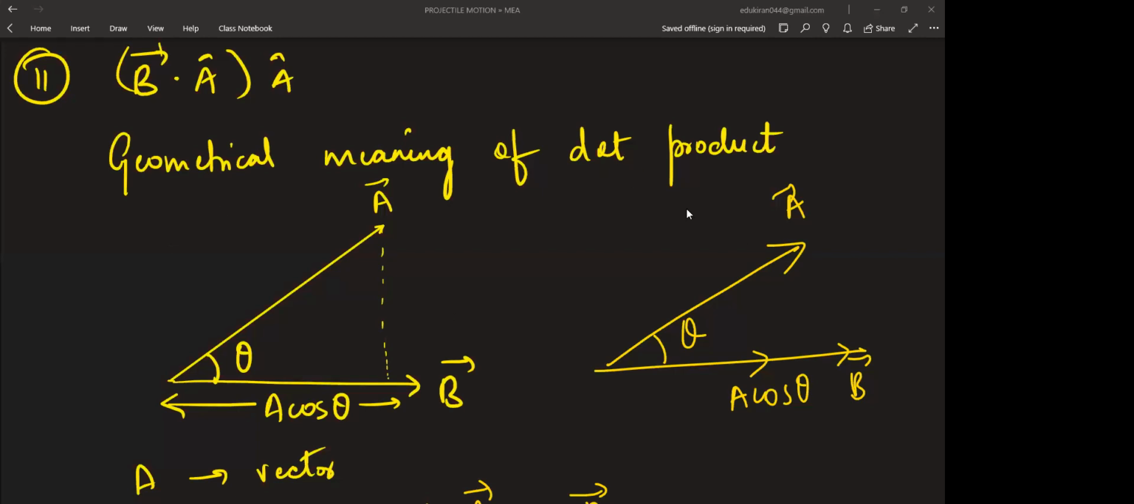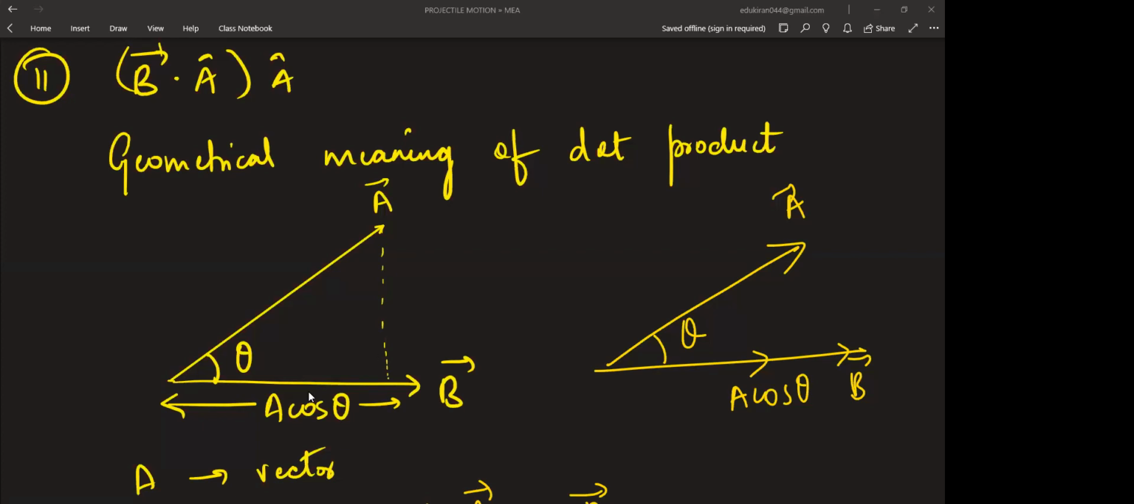So geometrical meaning of a dot product means this is vector A, this is vector B. The angle between them is theta. So projection of A on B actually is A cos theta. See class, you know that this angle is theta, which is made with a certain axis, we say the cos component is given to it, right? That's why this is A cos theta.